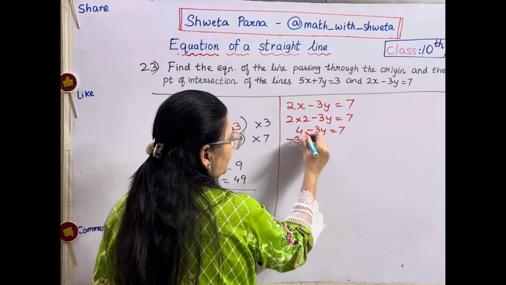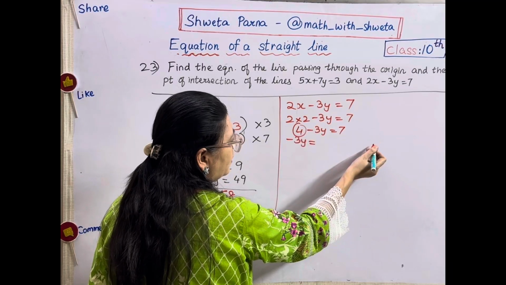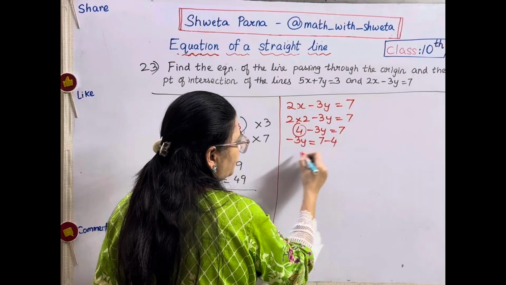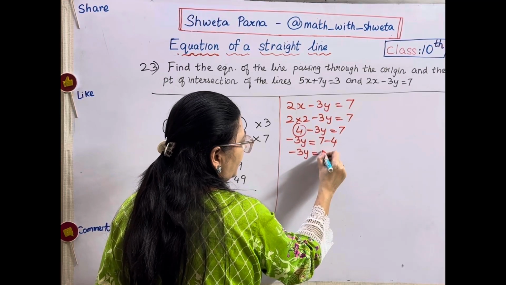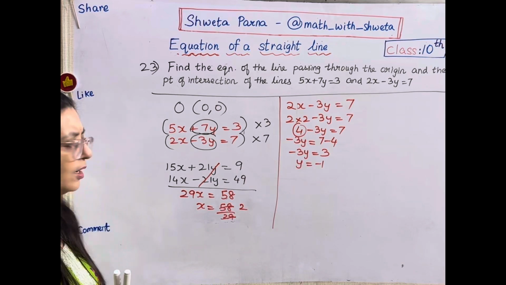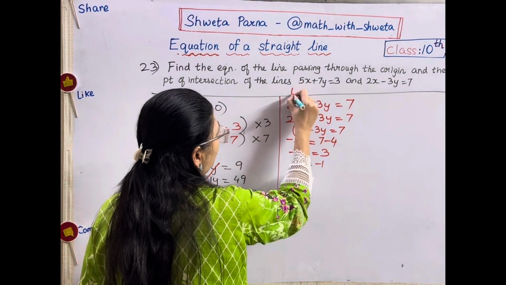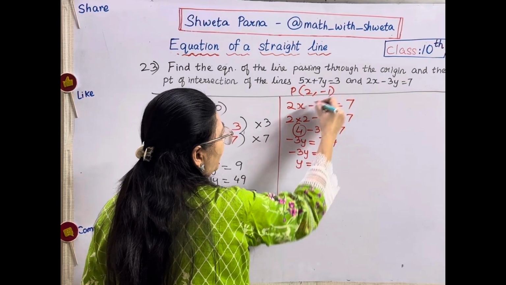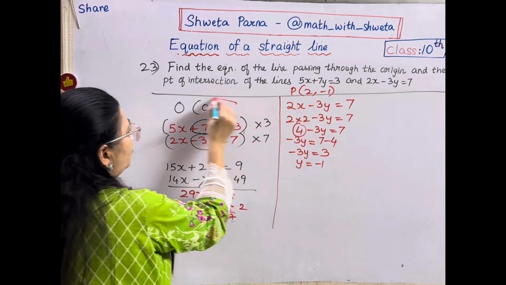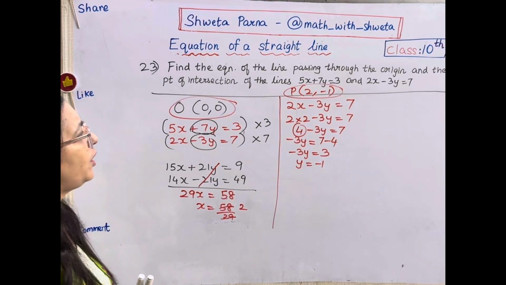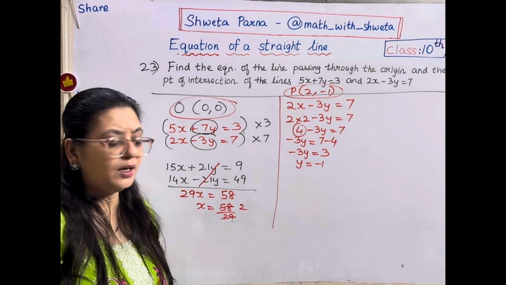Minus 3y is equal to 7 minus 4, you will take the 4 to the other side. It is positive, so it will become negative. 7 minus 4. So minus 3y is equal to 3. Y is equal to minus 1. So which is the point? The point is x is 2 and y is minus 1. So one is the origin and one is this point. From these two points we are going to write the equation of the line.